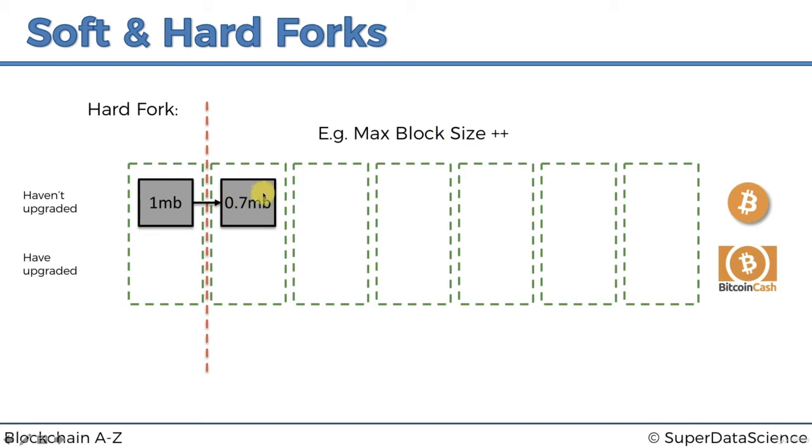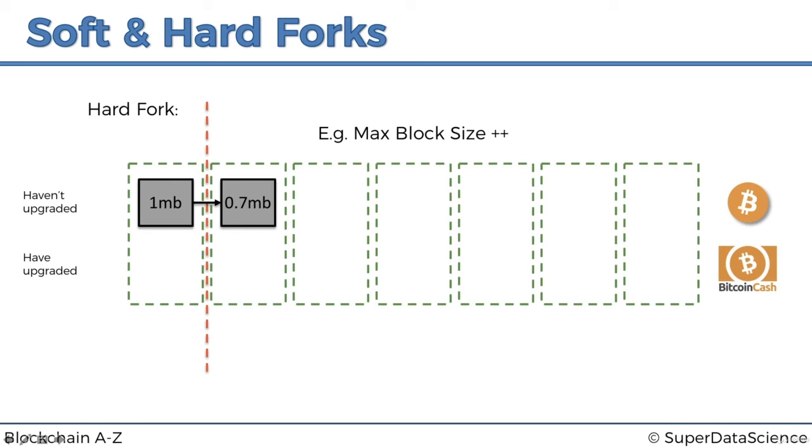Well, this block of 0.7 megabytes follows the rules of the old network, correct, because there is a 1 megabyte limit, and it follows the rules of the new network, correct, because there is an 8 megabytes limit. So this block will be accepted by everybody in the total network of Bitcoin and Bitcoin Cash. All of these miners will accept this block because it follows everybody's rules.